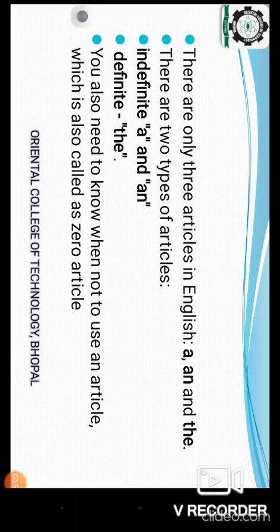There are only three articles in English: a, an, and the. There are two types of articles: indefinite, that is a, and definite, the. You also need to know when not to use an article, which is also called zero article.